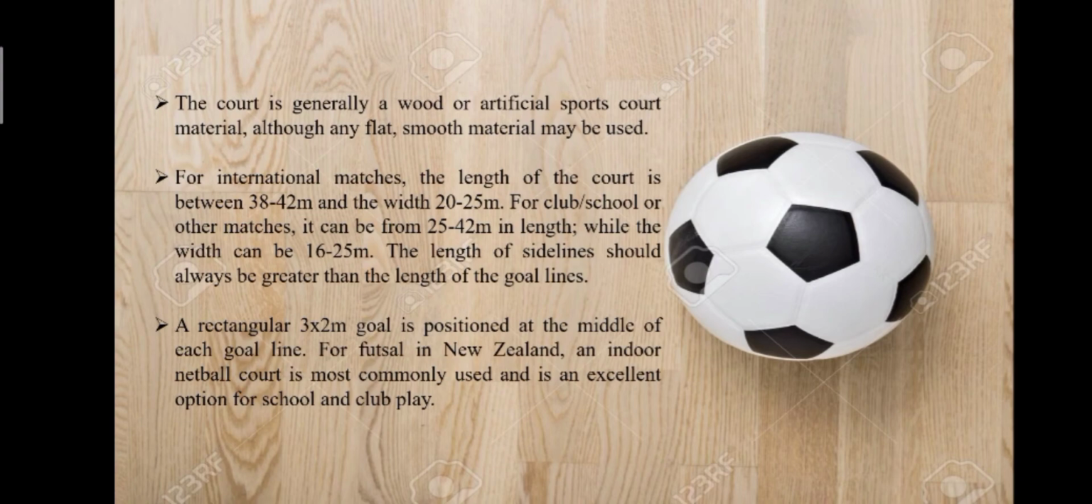Anyway, the courts tend to measure 40 by 20 meters. There is a penalty area which has a dimension of 6 meters from the goal line. This area is where the goalkeeper can use his hands. A rectangular 3 by 2 meter goal is positioned at the middle of each goal line.